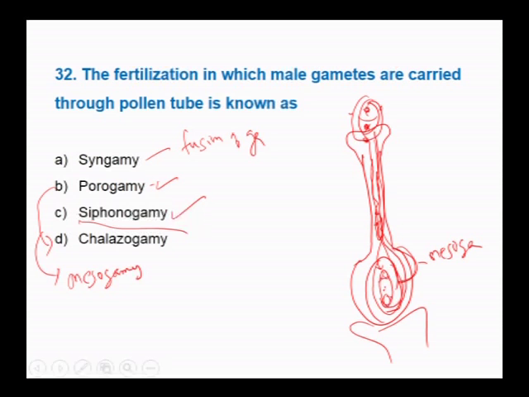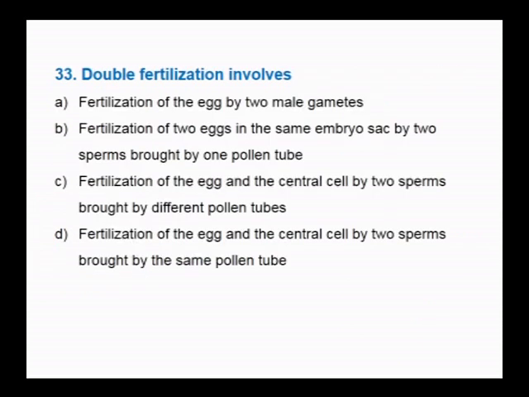Therefore, for this question, the correct answer is C, that is siphonogamy, where the gametes are carried by the pollen tube. Next question. Double fertilization involves... Here we have an embryo sac with antipodals, two polar nuclei, egg cell, and synergids.